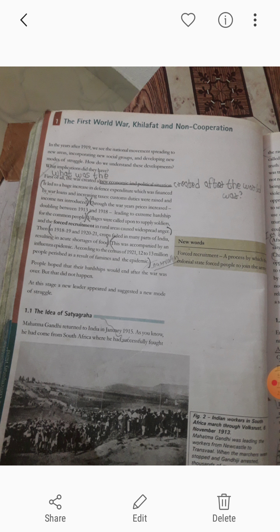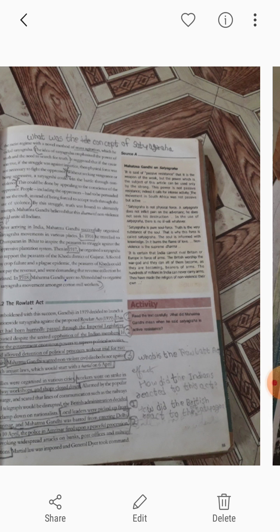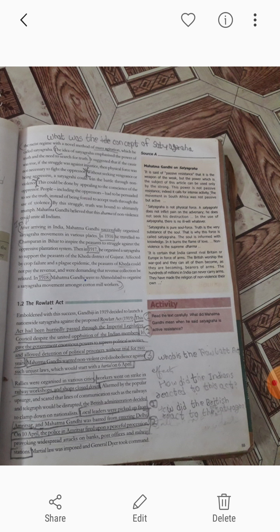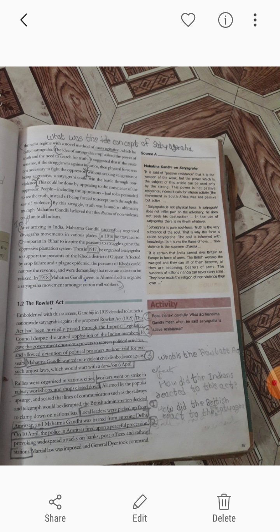Africa to India in January 1915, as you know, he had come from South Africa where he had successfully fought the racist regime with a novel method of mass agitation, which he called satyagraha. Clear? Now, the idea of satyagraha emphasized the power of truth and the need to search for truth. Clear? Because Mahatma Gandhi, when he was in South Africa, he himself became the victim of skin discrimination. Clear?